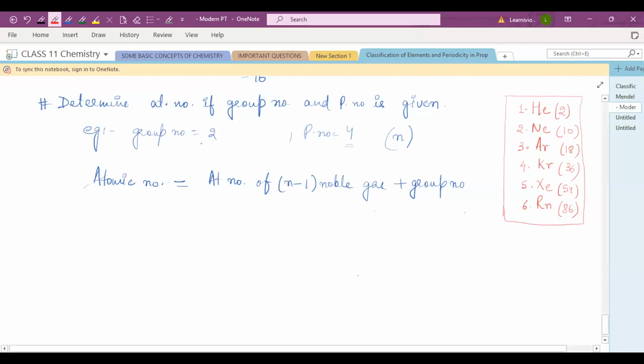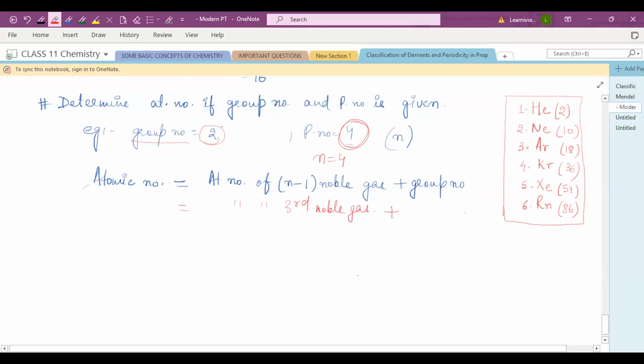First, the group number is given, and the period number is 4. Period number 4 means n is equal to 4. The period number just tells us about the principal quantum number, n. So what will be the atomic number? It's the atomic number of the (n minus 1) noble gas, which means 4 minus 1, the third noble gas, plus the group number.